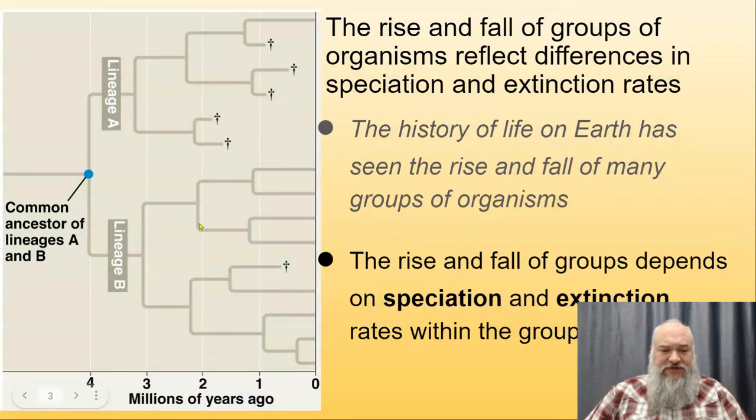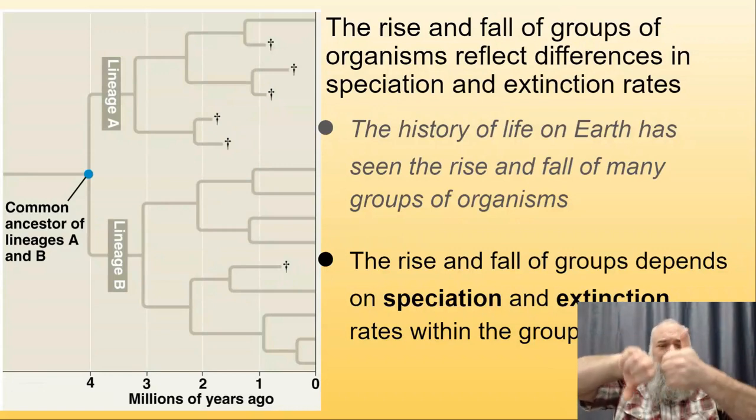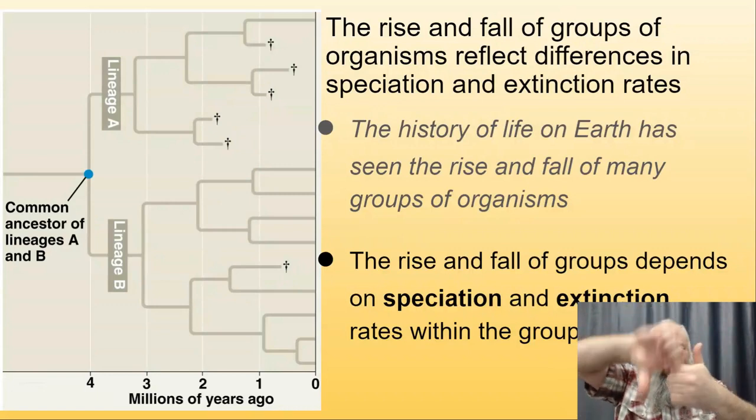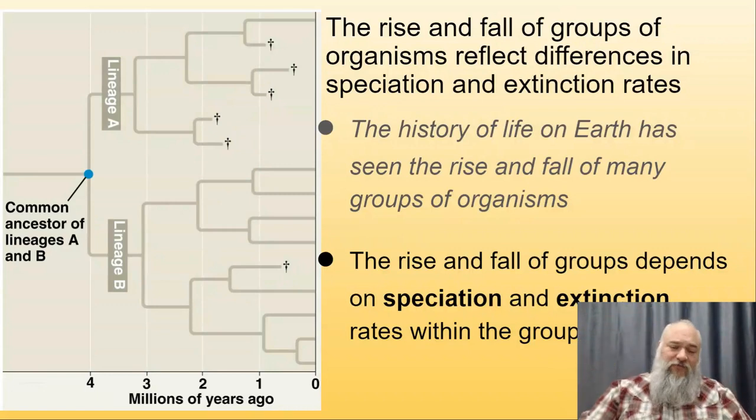We can see lots of speciation events here, making new groups and new individuals. But we can also see these little crosses represent extinction. This particular group or species died off. They went extinct. So the rise and fall of groups depends on speciation and extinction rates. There's always going to be some new species being formed, and there's always probably going to be extinctions happening. If speciations are happening more than extinctions, we get more diversity. If extinctions are happening more than speciation, we get less diversity. Okay?